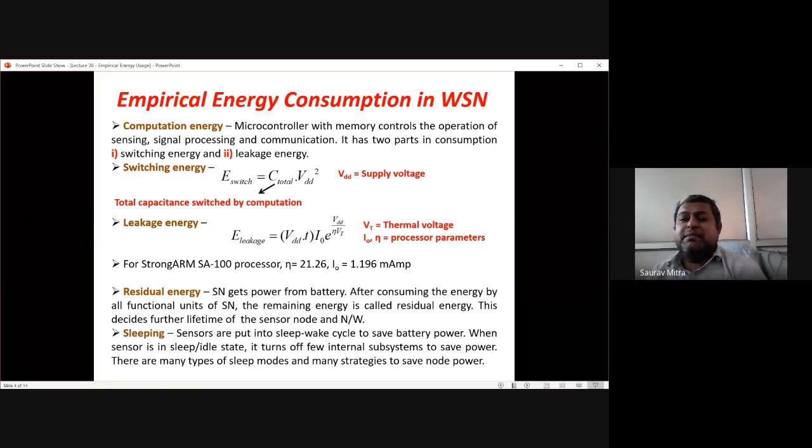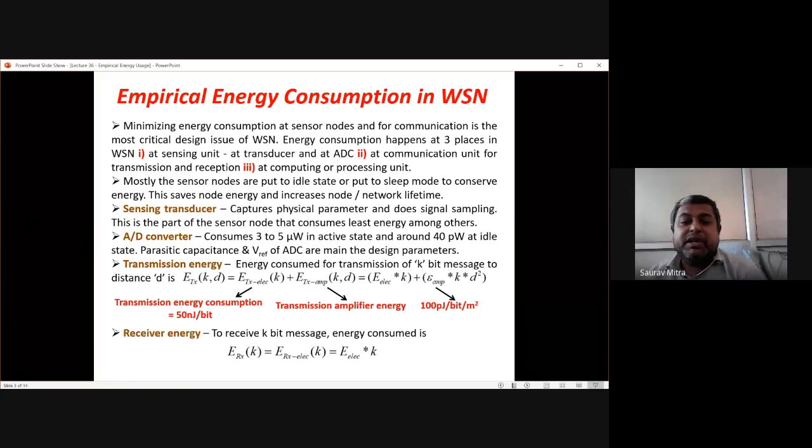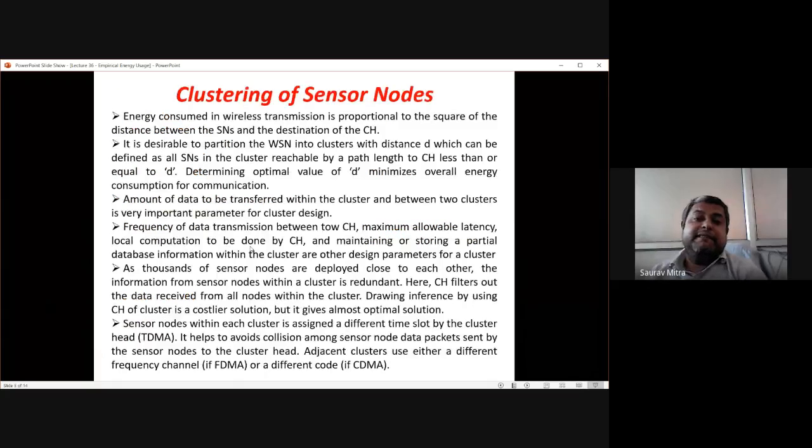And sleeping is inactive or idle or latency. By sleeping, or making the node inactive, we are actually increasing the lifetime of the node. And a very important data given here is that the node consumes 3 to 5 microwatt power in active state while sensing and 40 picowatt power at idle state in sensing. Okay, so these were all about the power or energy related information. You can find some more in the book of Cordeiro.